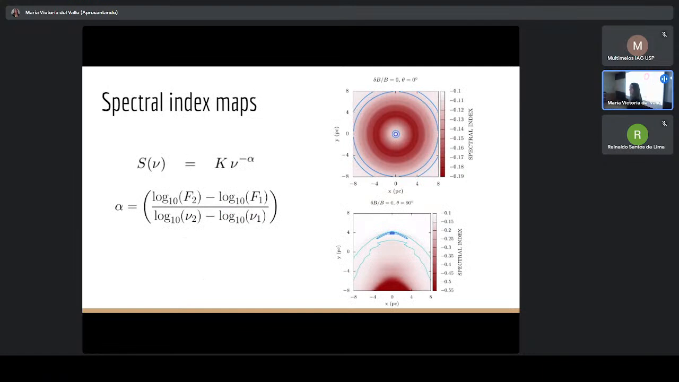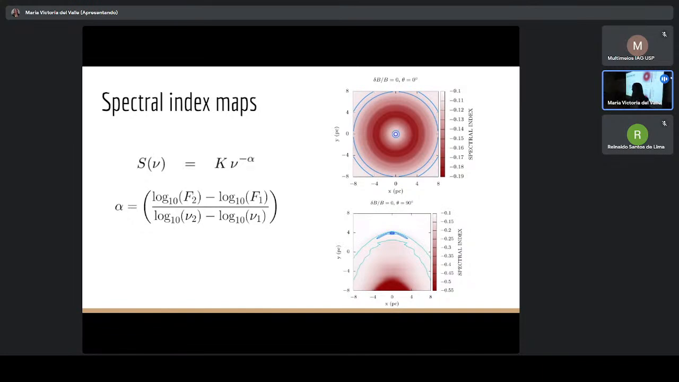What about the spectral index? Well, we calculated the two frequencies. If we take the logarithm of the emissivity, we would have the index computing only the differences here, okay? So we can make a map of that, and we see that it depends a little bit on the angle on which we are observing the system also.